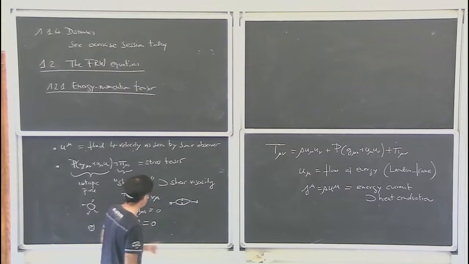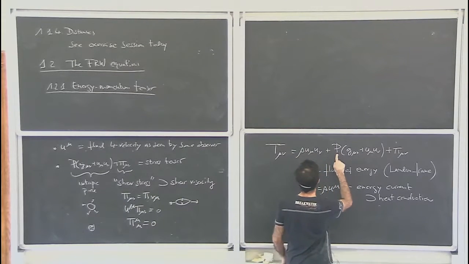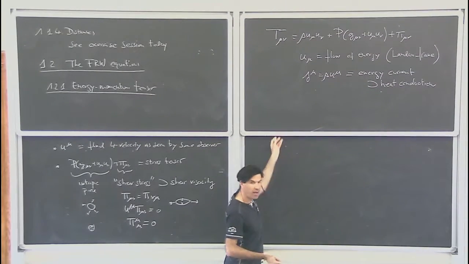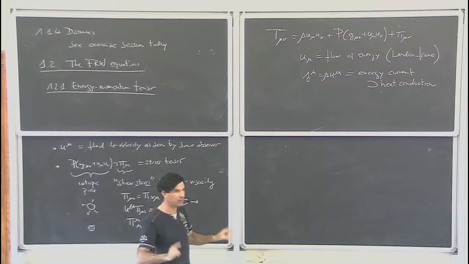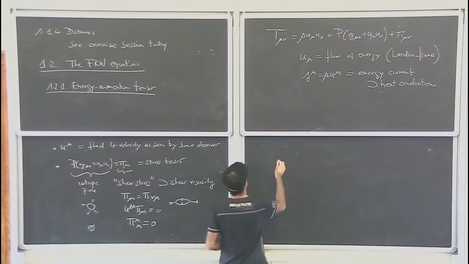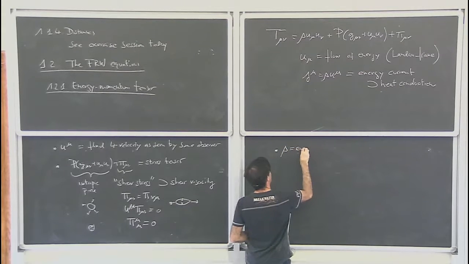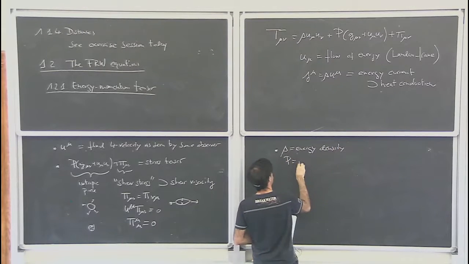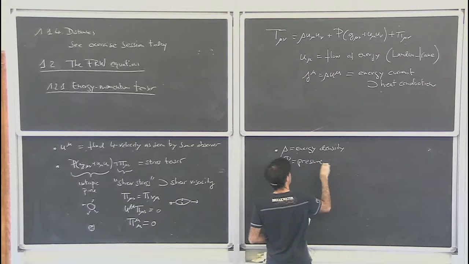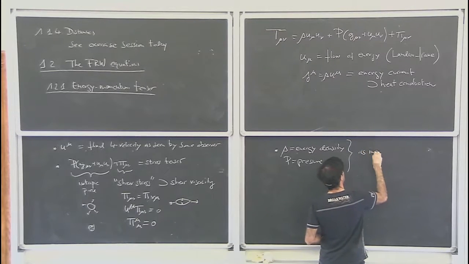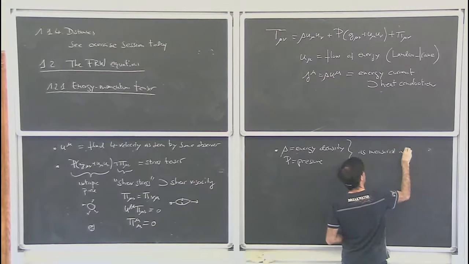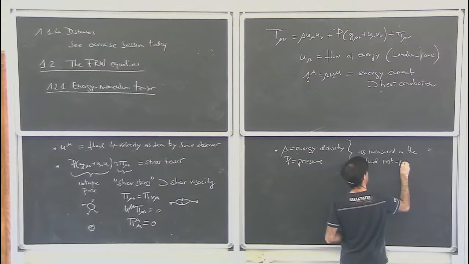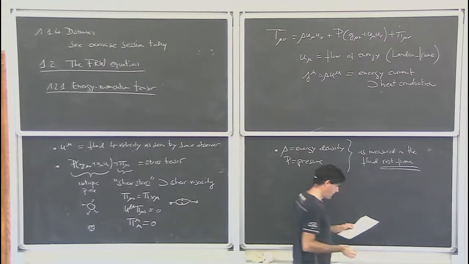And then one last and important word. What are these functions P and rho? These functions P and rho are the energy density and pressure as measured in the fluid rest frame.